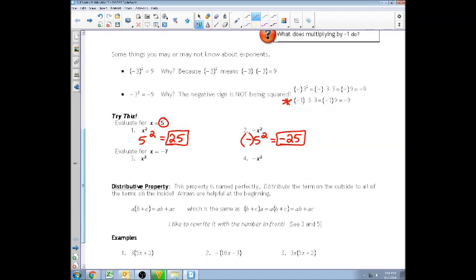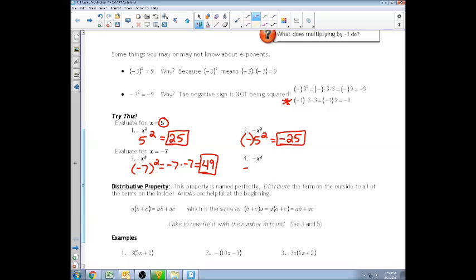Okay? Here, this is going to be a little bit different. This could be a little tricky for you. Since x is negative 7, and x is what's getting squared, how we want to write this is actually parenthesis negative 7 squared. What that really means is I'm taking negative 7 times negative 7, which would get me a positive 49.